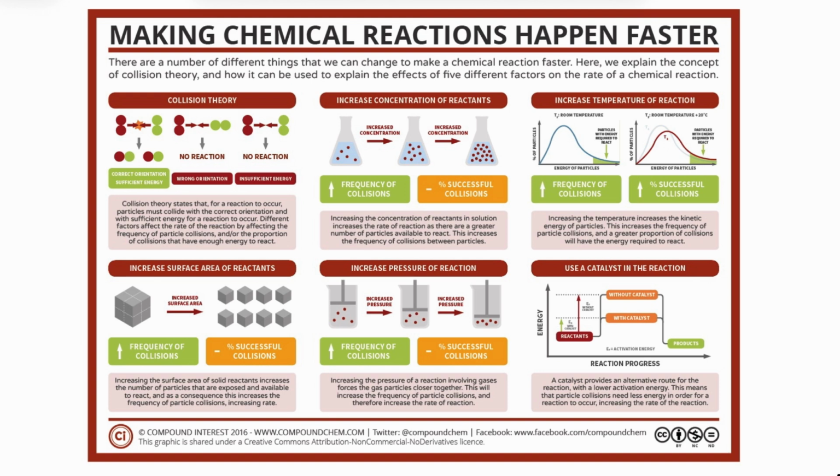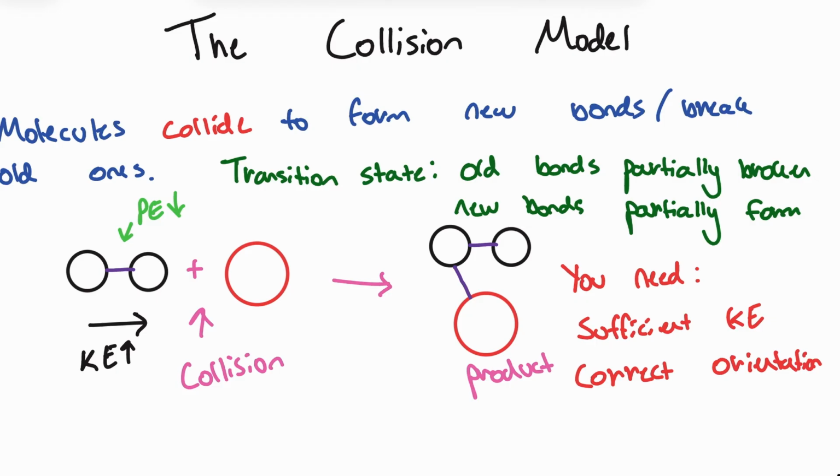I'm going to leave this chart here, but it's good to look at it on your own. And the main idea is if we increase our amount of collisions, or we increase the percent of successful collisions, we will increase the rate of our reaction. We will make our chemical reaction happen faster. And that's everything you need to know for the collision model in AP Chemistry. Like I said, not too complex.